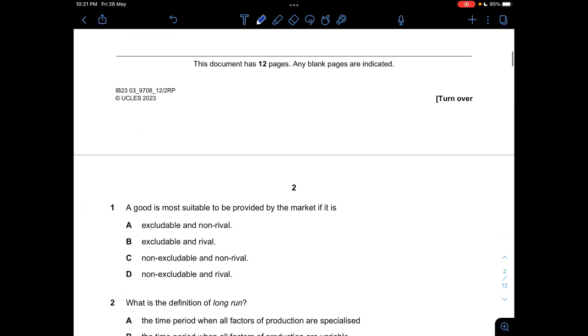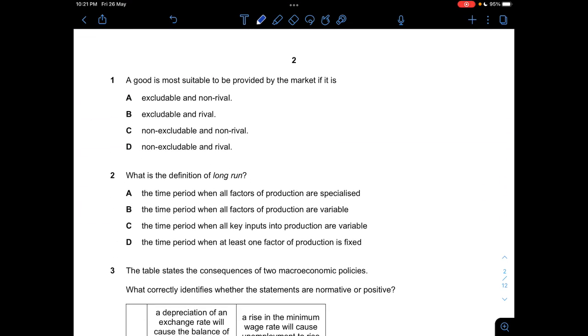Alright, let's start. For the first question, it says a good is more suitable to be provided by the market if it is what? The three goods that can be provided by the market would be private goods, merit goods, and demerit goods.